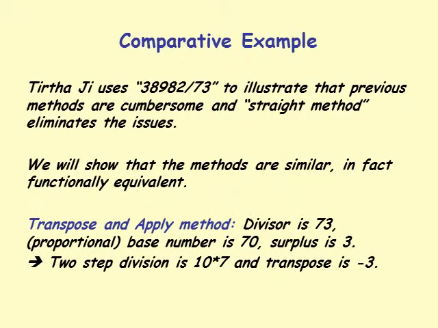Let's continue here. Transpose and apply method, we will use it. Divisor is 73, which is proportional base number is 70, surplus is 3. A two-step division is 10 times 7, and transpose is -3. So we will first divide by 10, then by 7, and we will adjust for the transpose, which is -3, when there is a non-zero quotient digit.